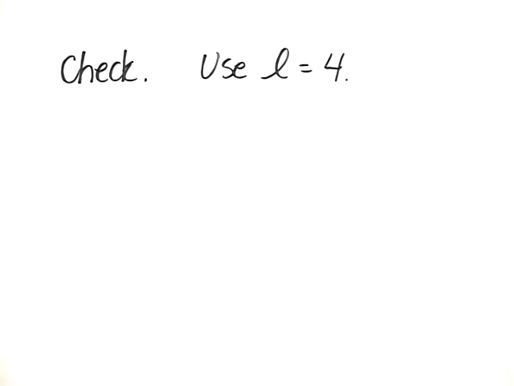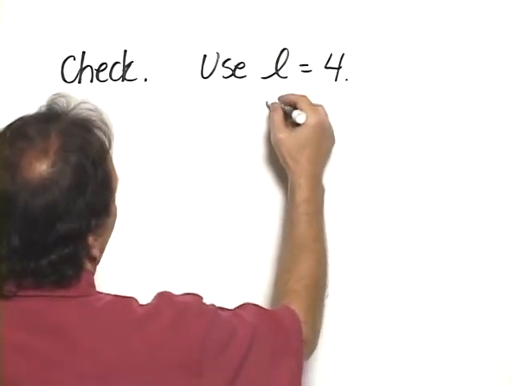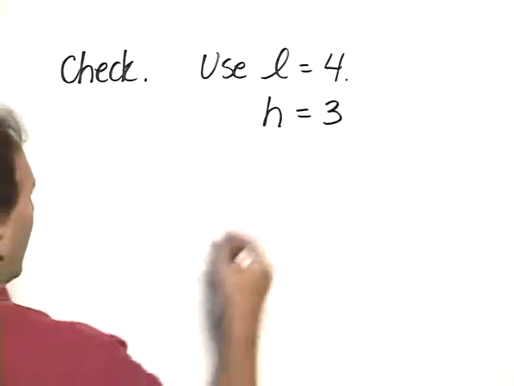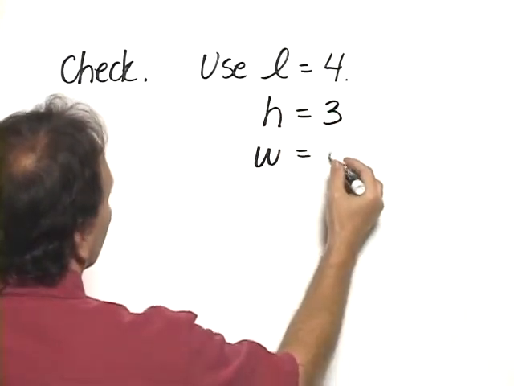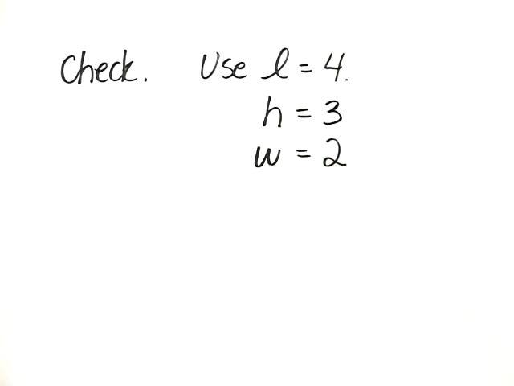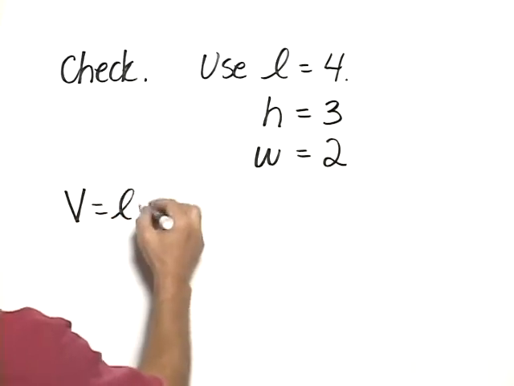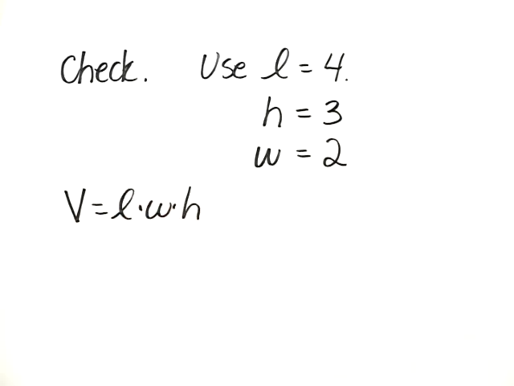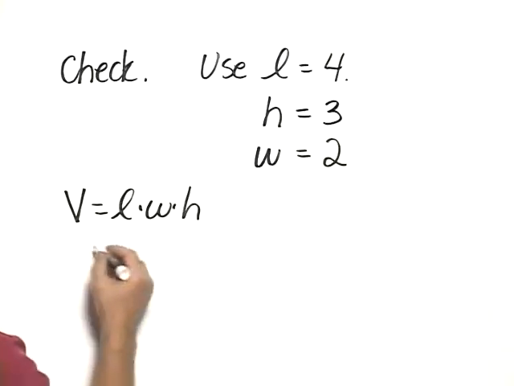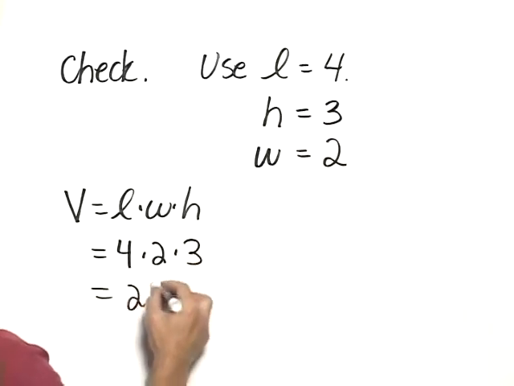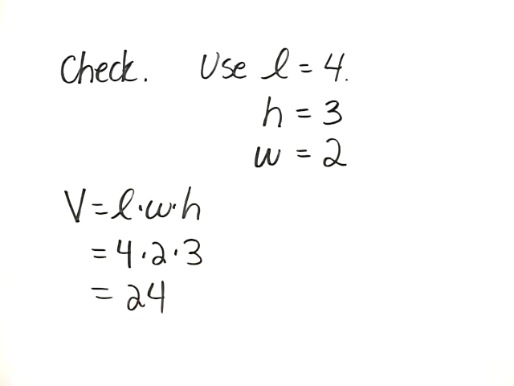But let's remember that if L is 4, the height is 1 less than that, so it's 3, and the width is 2 less than that, which makes it 2. We have 2 formulas for the volume. We have volume is L times W times H. We substitute these numbers. We would have 4 times 2 times 3, which is 24. But we also have the formula that we just simplified.